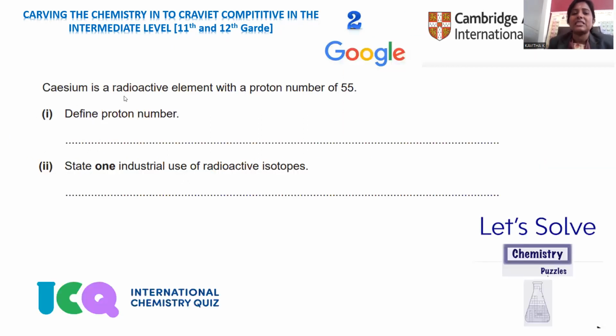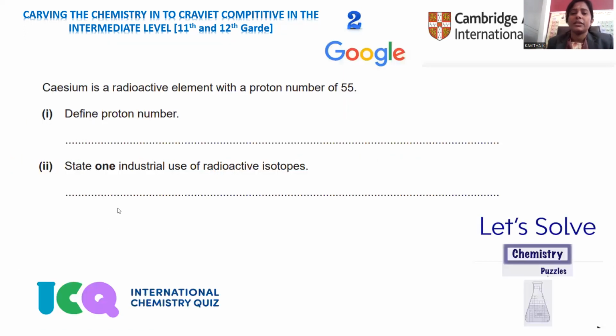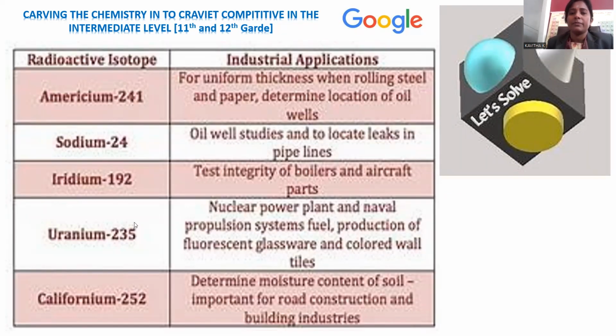So this is about a cesium radioactive element, its proton number, and one industrial application for the radioactive isotopes. They are asking for general radioactive isotopes, so we mentioned this many. All these are radioactive in nature. In general, radioactivity stands for what? Any element having a natural tendency to release radiation in terms of alpha particles, beta particles, and gamma particles is said to be radioactive in nature, right? For question number 2, we found two different answers here, and we move on to question number 3.